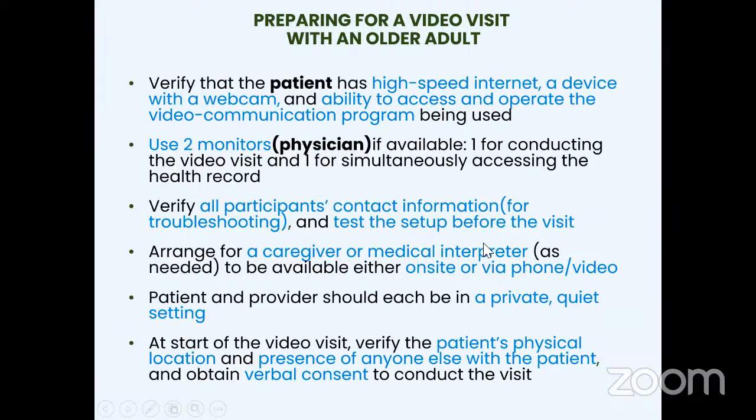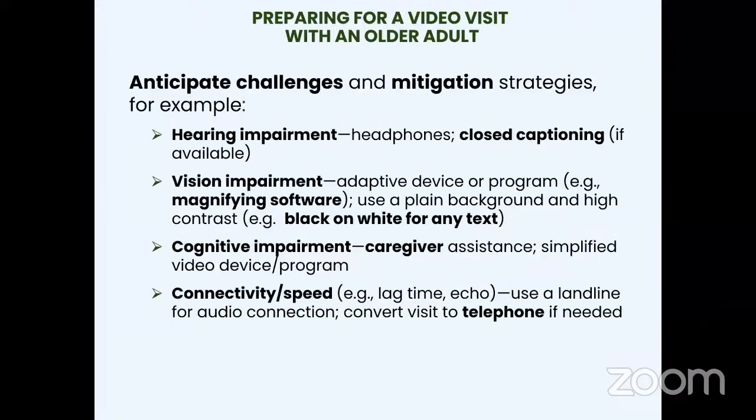The other one is we need to arrange a caregiver or interpreter if needed. It can be done either on site, through phone, or through video. We also have to make sure that the patient and provider are each in a private and quiet setting. And when we start the video, we have to verify the patient location and the presence of anyone other than the patient, and also obtain verbal consent. So when we are planning the video, we need to anticipate some challenges and be prepared.